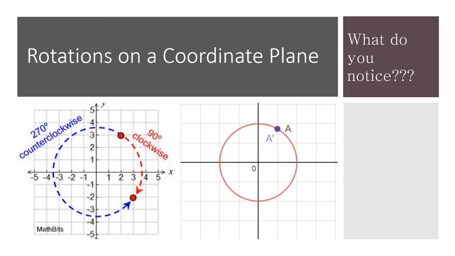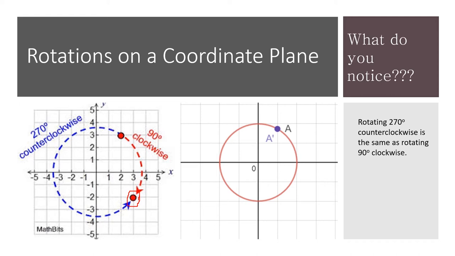Okay, so in the first graph, in blue, you have a 270 degrees clockwise turn. And in red, you have a 270 degrees counterclockwise turn. In the second graph, in blue, you have a 90 degree clockwise turn. If you notice, both of those turns end up in the same exact location. All right, so rotating 270 degrees counterclockwise is the same as rotating 90 degrees clockwise.